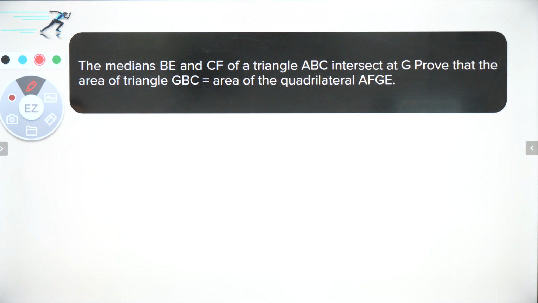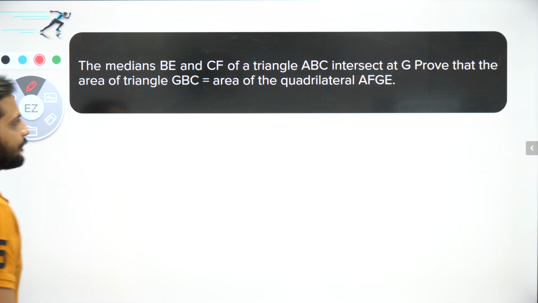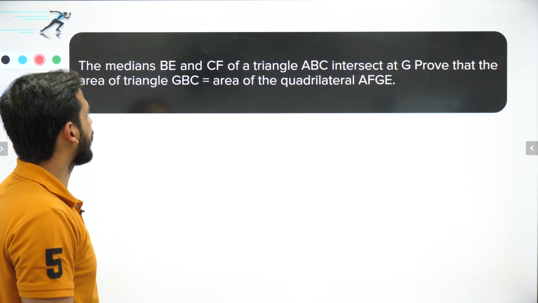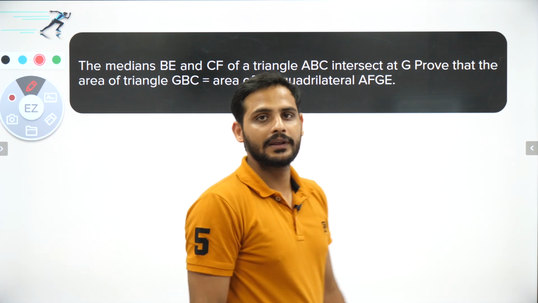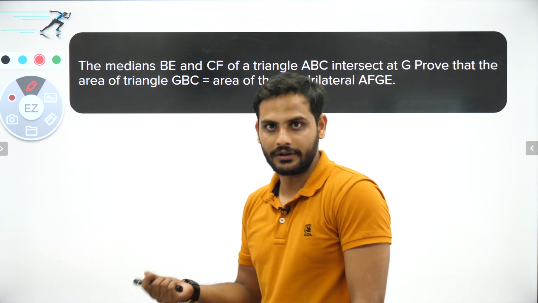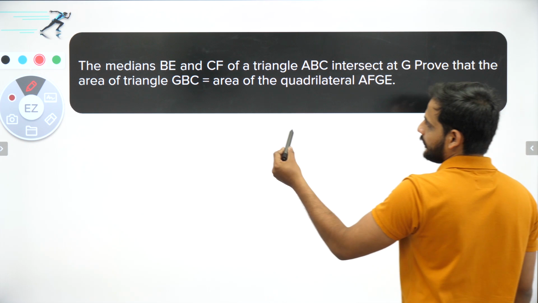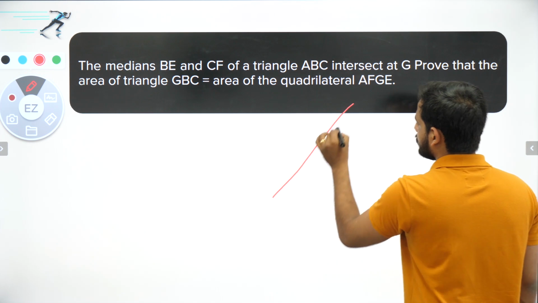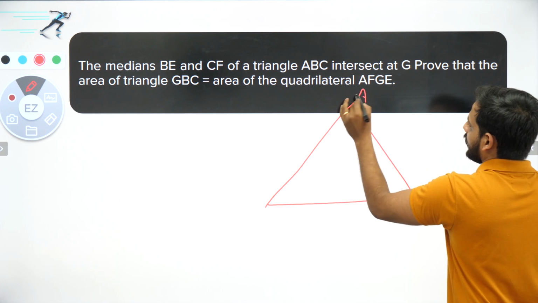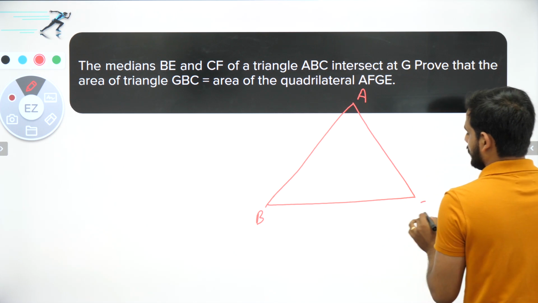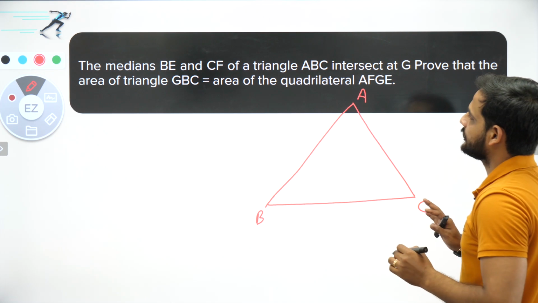The medians BE and CF of a triangle ABC intersect at G. Prove that area of triangle GBC is equal to area of quadrilateral AFGE. So the first thing is to draw the diagram, I have always told you. Here is my triangle ABC. Now BE and CF are intersecting at G and they are medians.